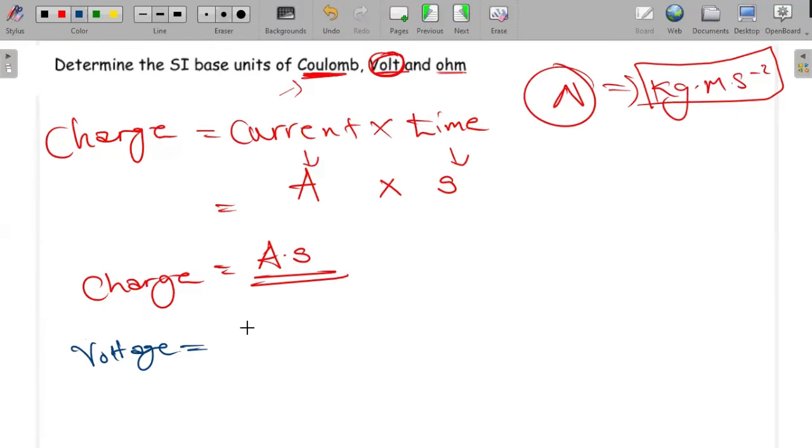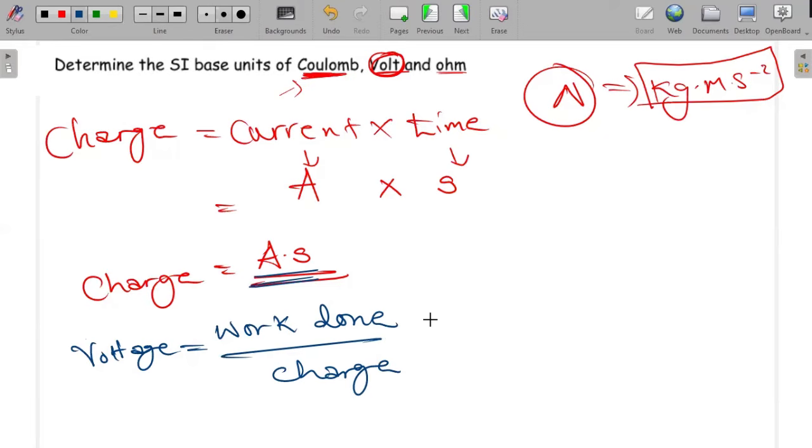Okay, power is also another derived physical quantity. So let's just give a direct expression, not necessarily base quantities. The voltage, how do you calculate voltage passing through a certain point? We say it's equal to work done over the charge. We are finding the SI base units of charge here, and work done is equal to what?